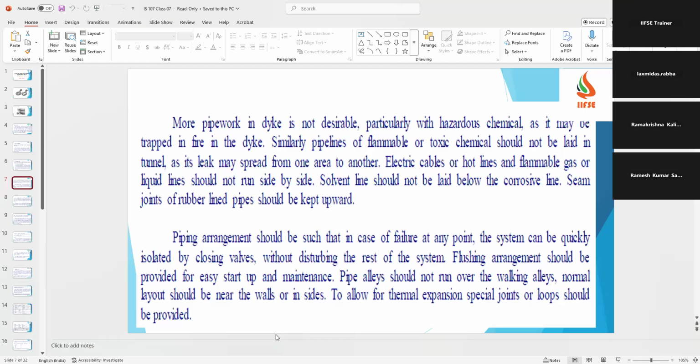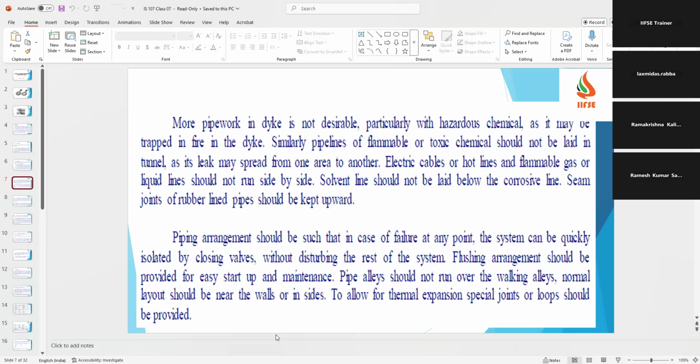In case one pipe or one specific network is leaking, we should have a bypass so that the process will not stop. The specific portion of a pipe network can then be repaired. Flushing arrangement should be provided for easy startup and also maintenance. Flushing for the cleaning of the residues in the pipeline should be available.